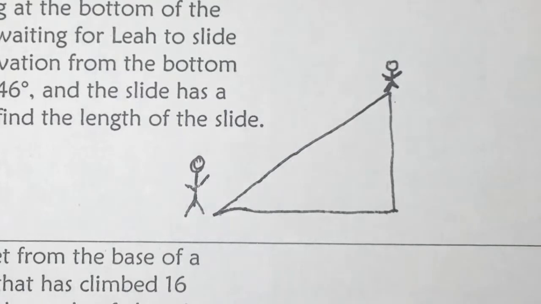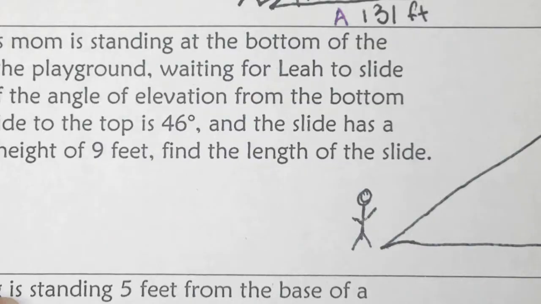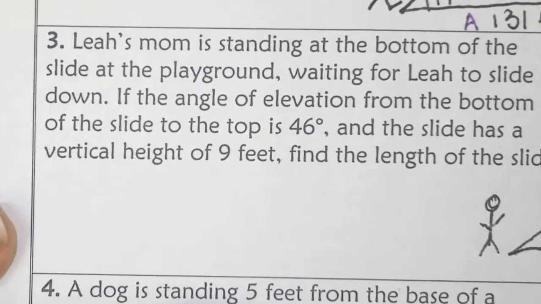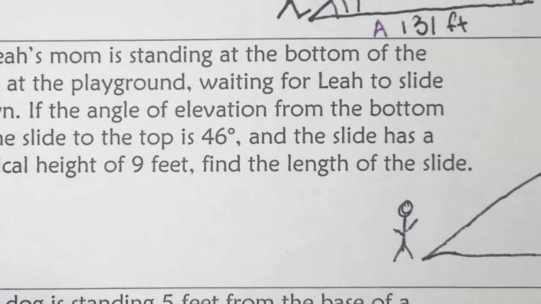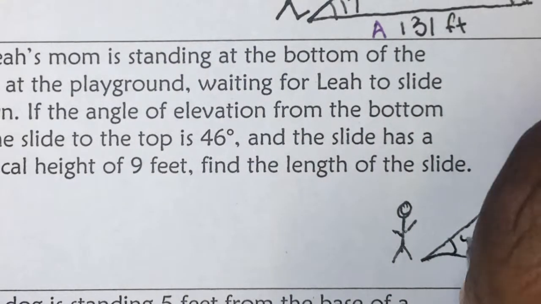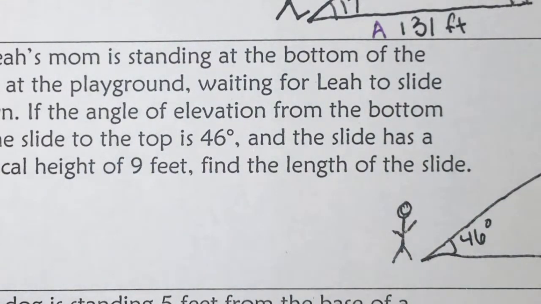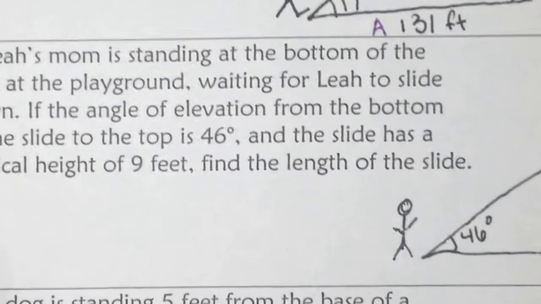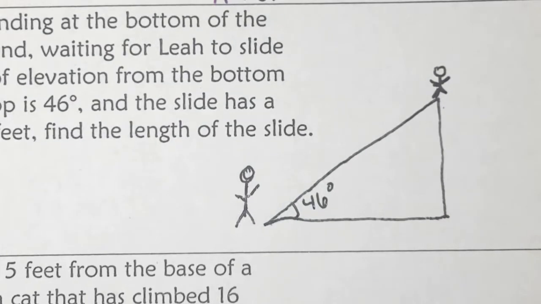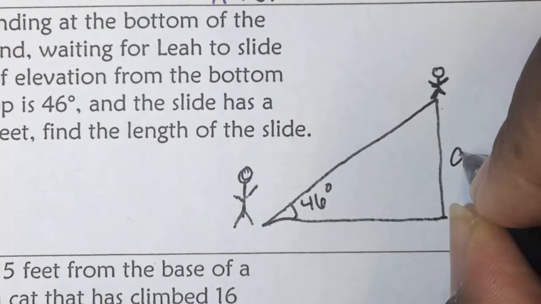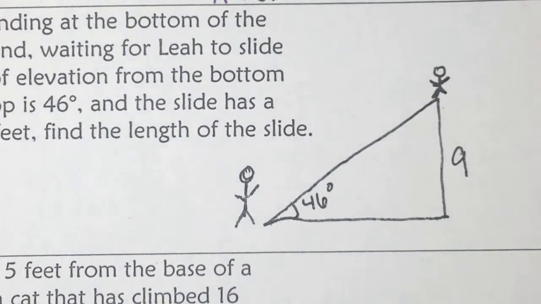Devin, we need the label, so we got to put the stuff in the right spots. First, they told us the angle was 46 degrees. It says the slide has a vertical height of 9. Where's that going to go, Devin? And then it says find the length of the slide. Where does that variable go, Devin?